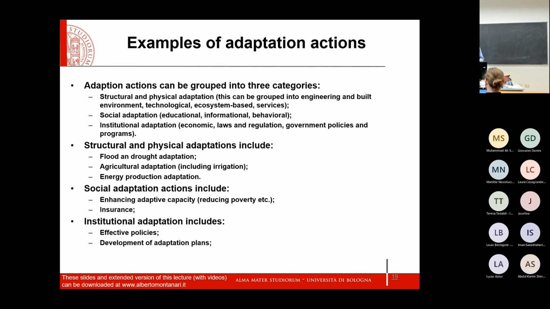policies are extremely important. So structural and physical adaptation include flood and drought adaptation, agricultural adaptation, energy production adaptation, and many others. Social adaptation includes enhancing adaptive capacity, reducing poverty, etc. And also insurances. This is an extremely important item. So there are more and more contexts where people choose to adapt to climate change by stipulating insurances, which is indeed a good option. And then there is the institutional adaptation, which includes effective policies and development of adaptation plans.